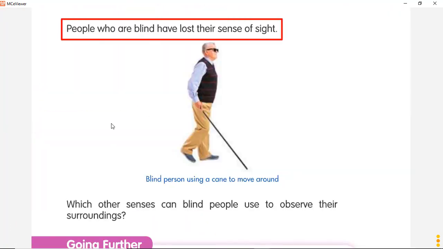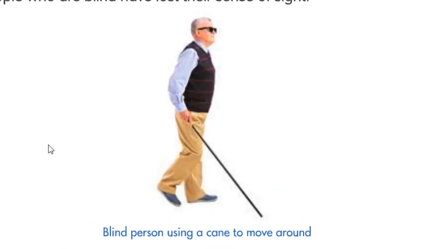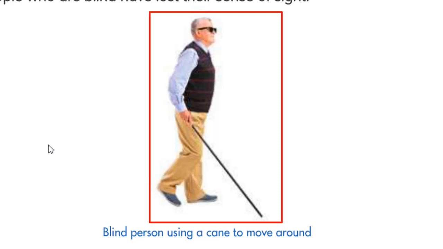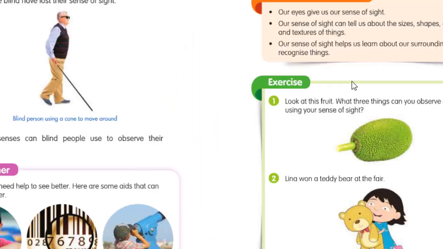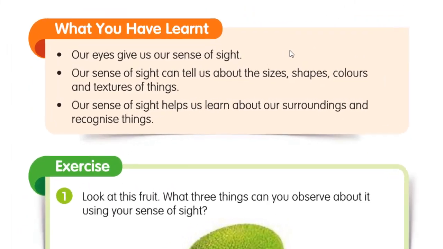People who are blind have lost their sense of sight. We have a picture here. A grandfather, he is using a cane to move around. Jadi ini ada seorang kakek yang sedang menggunakan tongkat untuk berpindah atau bergerak ke sekelilingnya. Kenapa dia menggunakan tongkat? Because he lost sense of sight. Dia sudah kehilangan indera penglihatannya, jadi matanya itu tidak bisa melihat lagi. Okay, now look at this on page 41.